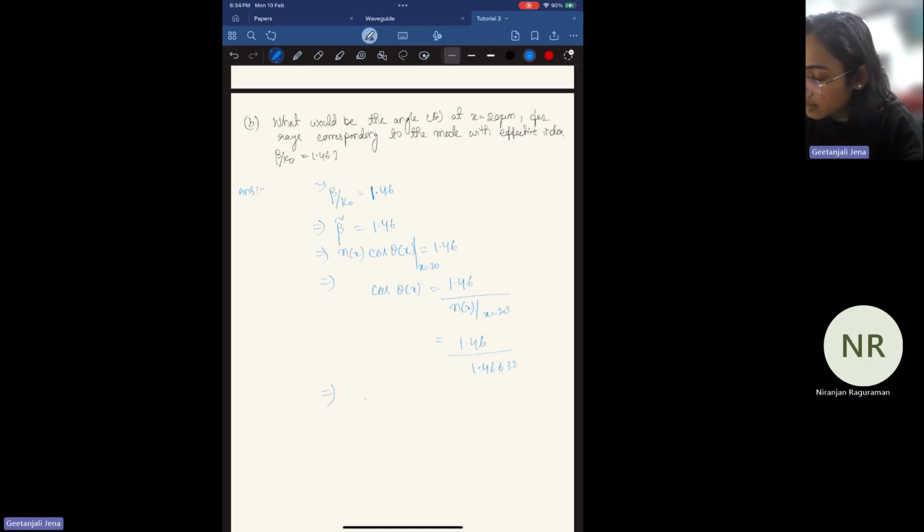So that means theta x would be cos inverse 1.46, and this will come around 5.32 degree. So when you incident the ray at this angle, the beta tilde for this ray, which we also call the effective index, is 1.46.